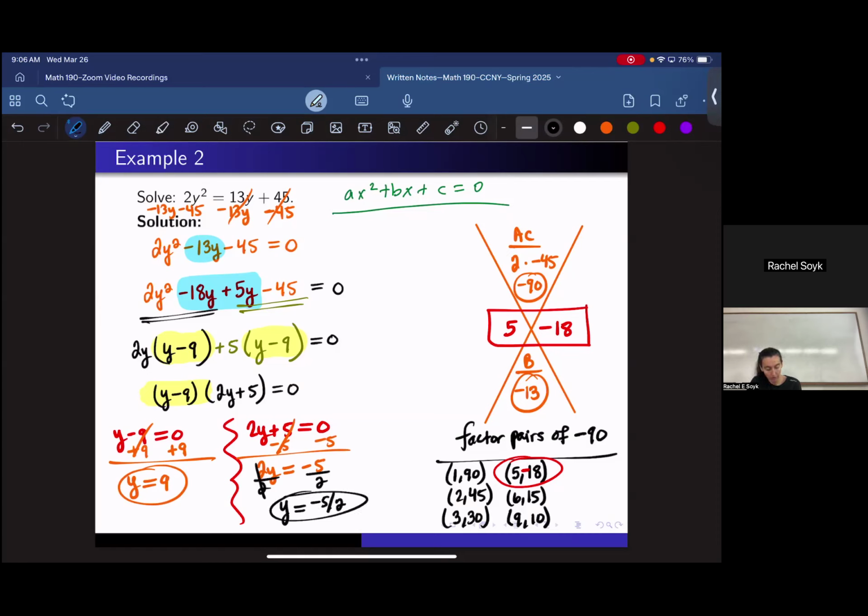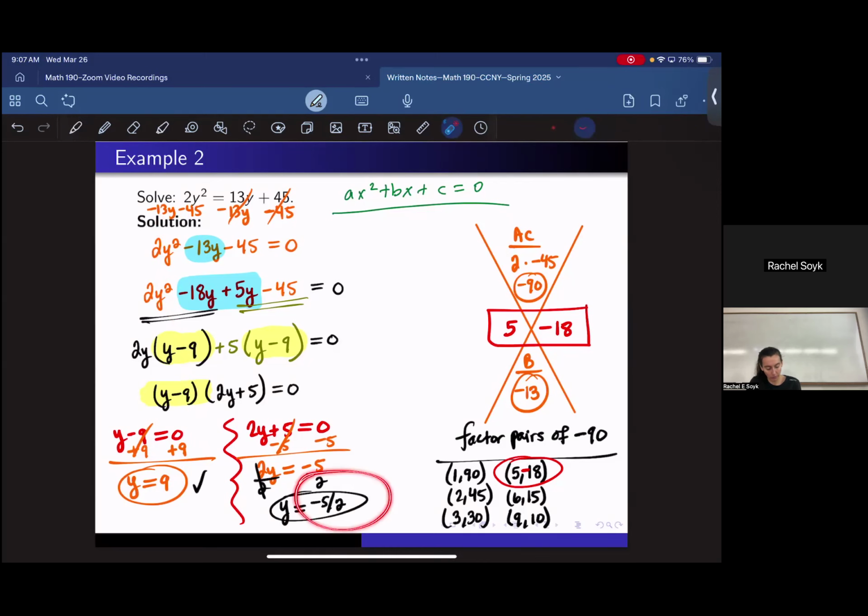Again, you can test them in your head. So 9, if we plug that in here, we get 81 times 2 is 162 on that left-hand side. And then 9 times 13 is 117 plus 45, which also gives you 162. So that y equals 9 works.